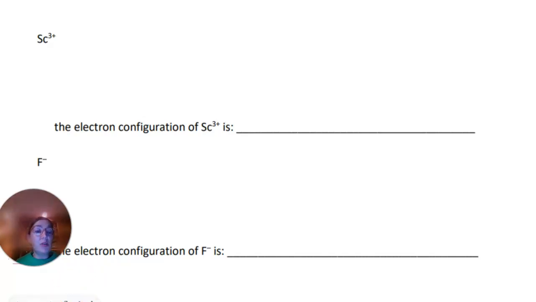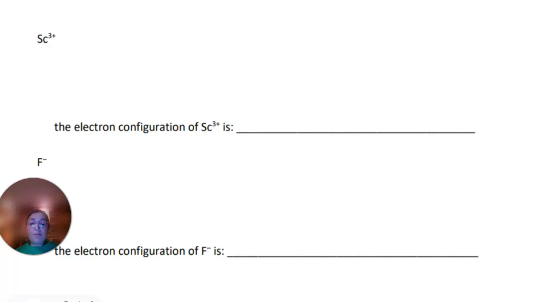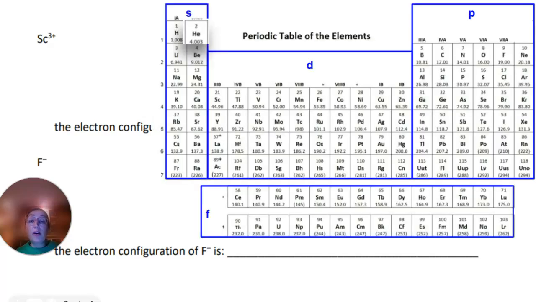Now, these two are a little bit trickier. They're ions. So let's look at scandium, but it's got a 3 positive charge. So we can go ahead and find scandium on our periodic table. Sc is 21. Okay, so if this were neutral, it would have 21 protons and 21 electrons. How do you get a positive charge?